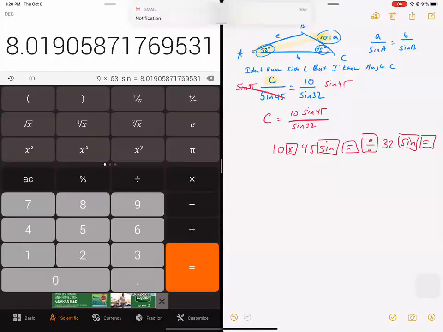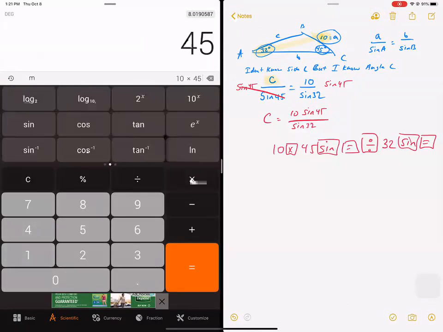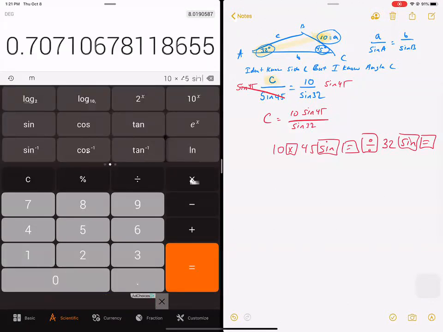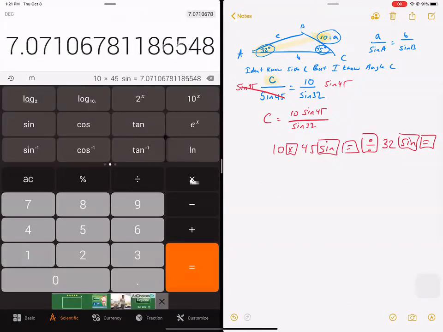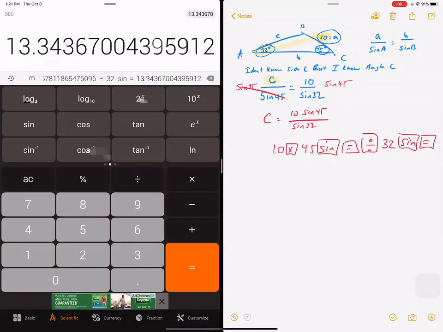Okay, so on the calculator, I'm going to clear it. I'm going to make sure my calculator is in degree. If you look in the upper left-hand corner, it says degree. So 10 times 45 sine, and you're going to see sine is going to change the 45 right away. Bam, 45 became 0.70, equals, to mix the top, my top of the fraction is 7.0. And we're going to divide that by 32 sine, equals, and I'm given that side C is equal to 13.34. I'm going to round to C is approximately 13.3.